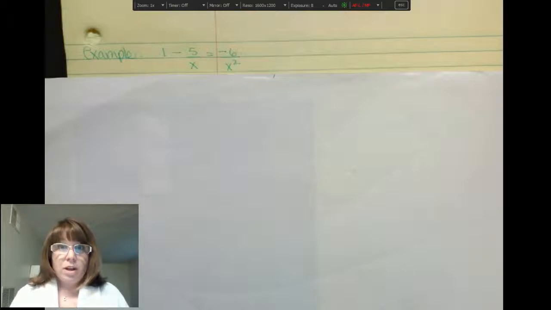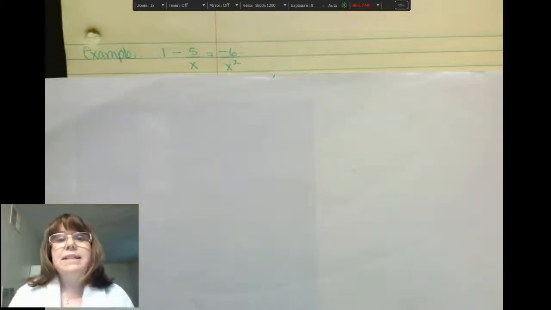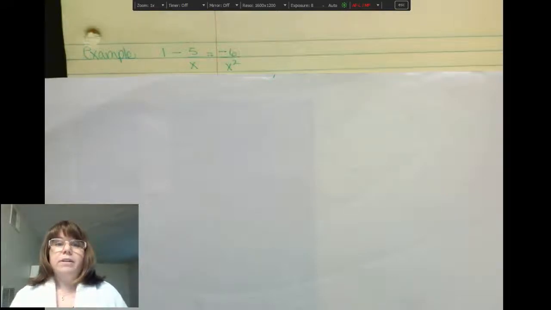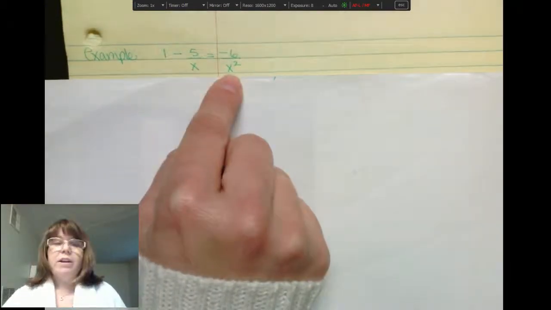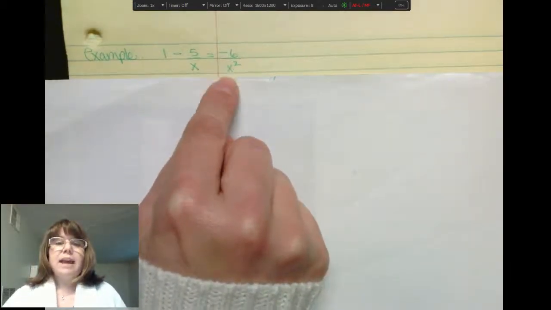Let's try a little bit more complex problem. We have 1 minus 5 over x equals negative 6 over x squared. So we're definitely going to try and find our LCD. Right now I have a 1, x, and x squared. So my LCD is going to be x squared.